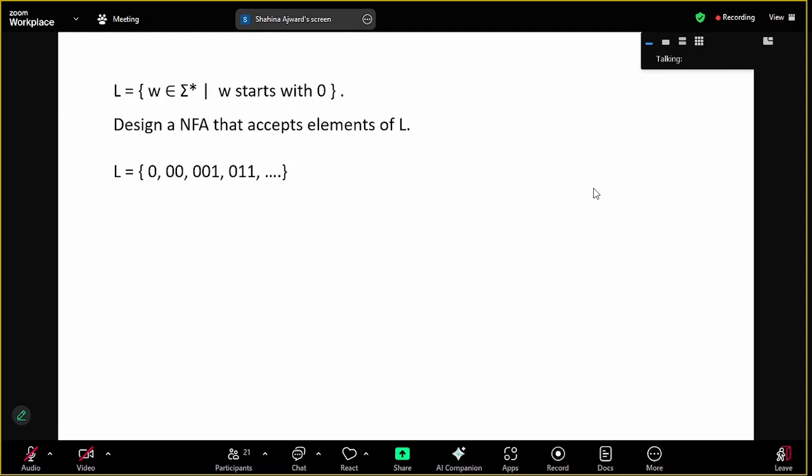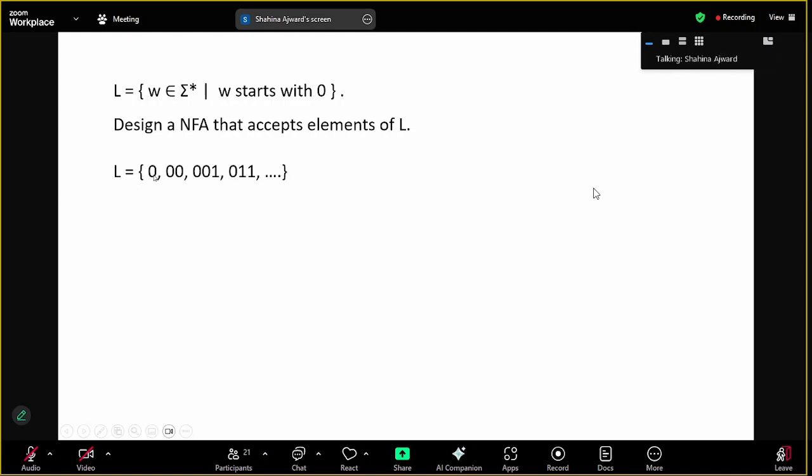In natural language also we have words, strings with one character. In English we have I, and two characters, am, is, and three characters. Likewise, these languages also have words with different lengths. The only thing is we have to check whether it satisfies the given condition. Our condition is the word should start with 0.